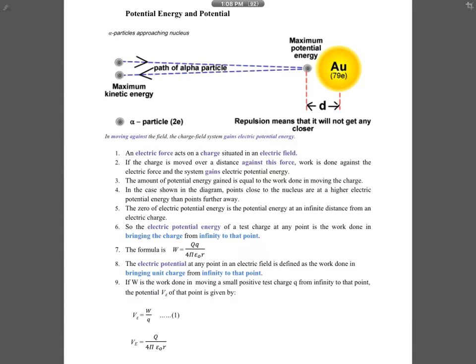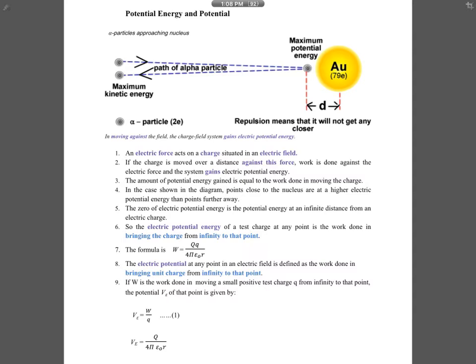Okay, so now let's talk about electric potential energy. The definition is similar to gravitational potential energy previously in the gravitational field. In gravitational potential energy, our definition was work done in bringing the mass from infinity to that point, right? So electric potential energy is work done in bringing the charge from infinity to that point.